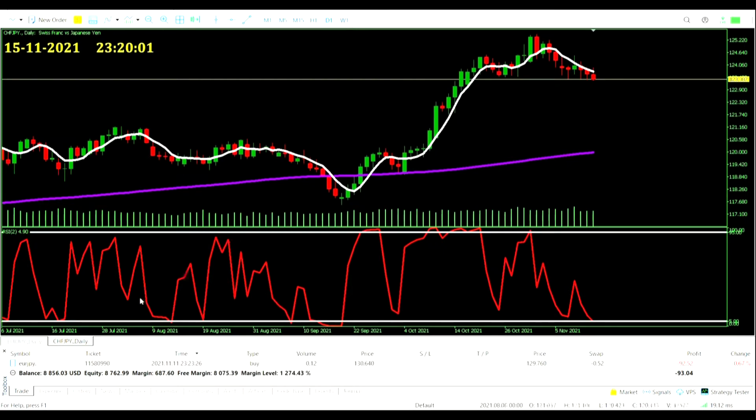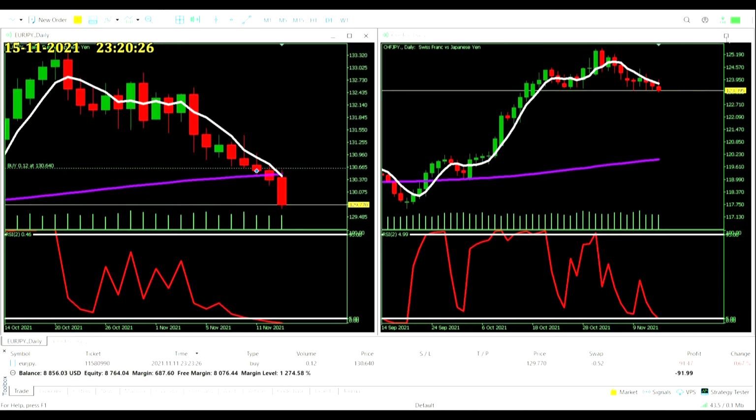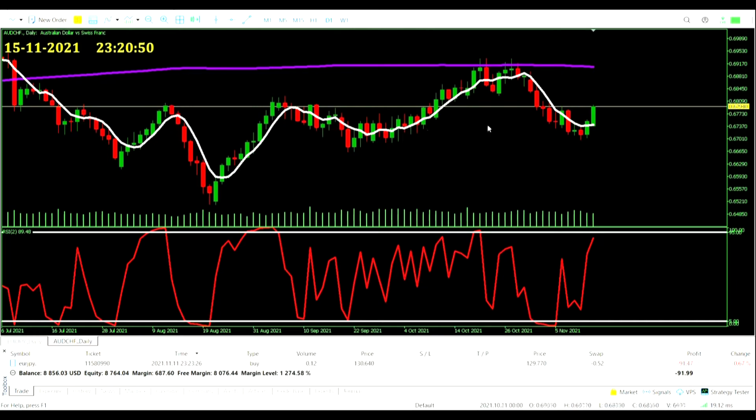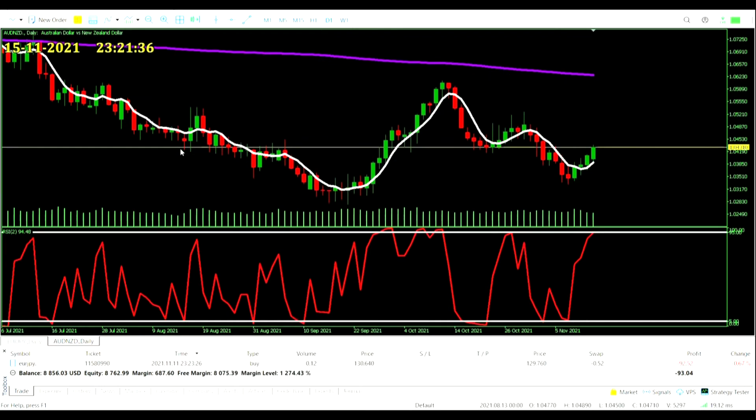Very similar to what we got on the euro yen, apart from the euro is a lot closer to the 200 moving average. We can't get into it, but potentially a nice signal. Australian dollar, Swiss franc, that's almost coming with the sell signal. Australian dollar, New Zealand dollar, wow, that is close to a sell trade. RSI at 94.48. That signal might still come yet.